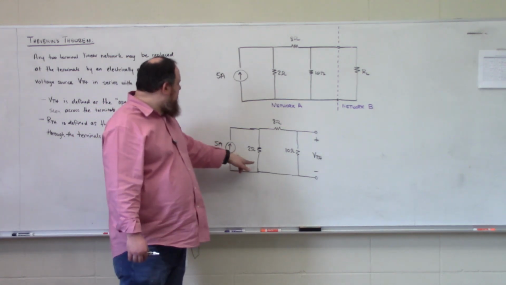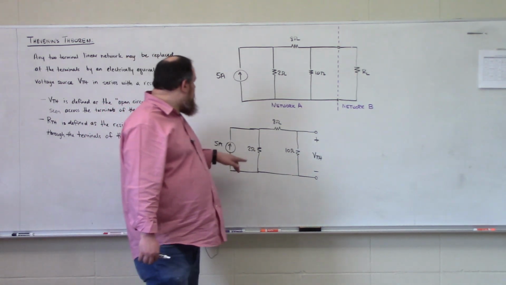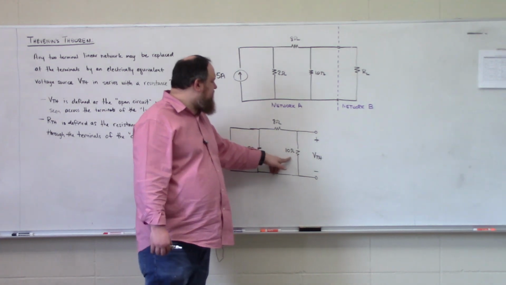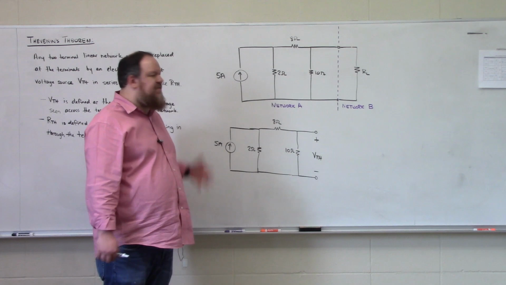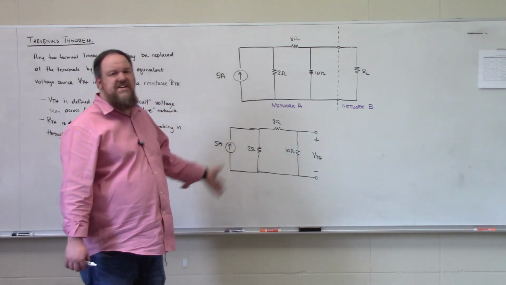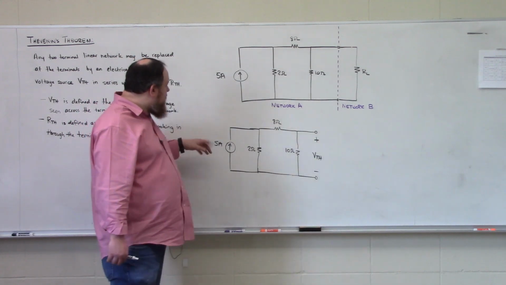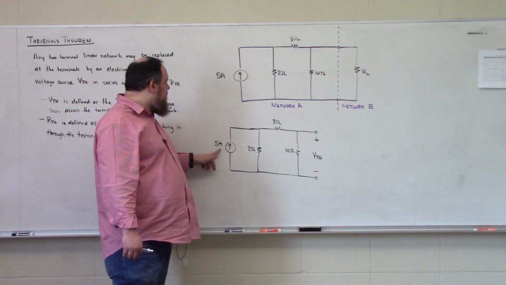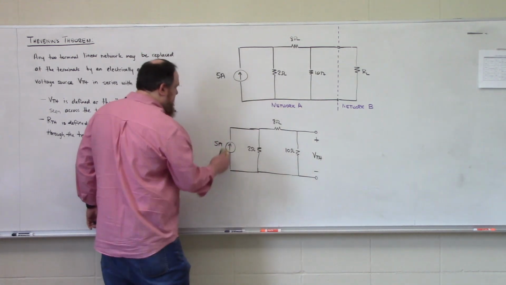A source transformation for this 5 amp source and this 2 ohm resistor would put a 2 ohm resistor in series with an 8 ohm resistor, in series with a 10 ohm resistor, in series with a voltage source, and then we could simply do voltage division. So I've changed my mind. That seems like the easiest method, so that's what I'm going to do. So using the source transformation technique that we learned in the last lecture, 5 amps in parallel with 2 ohms is going to be 10 volts.